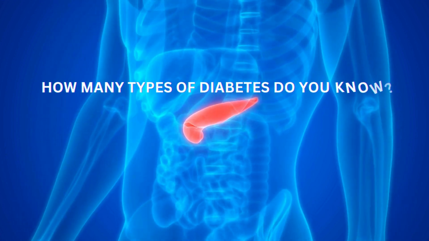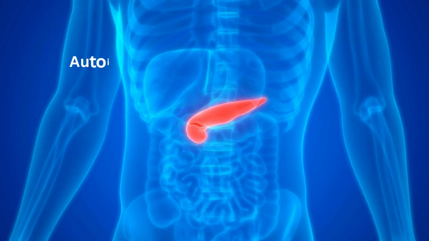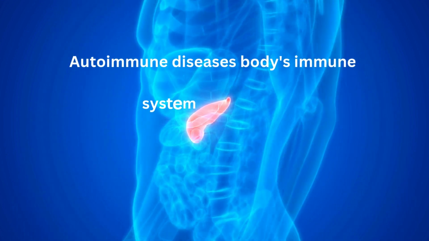How many types of diabetes do you know? Diabetes type 1. Autoimmune disease.